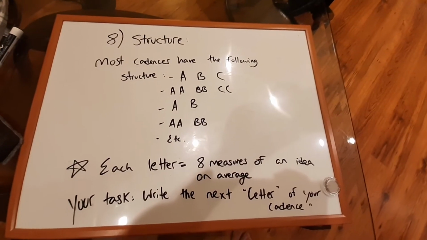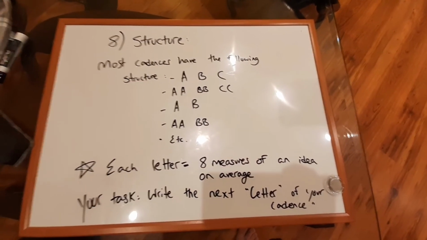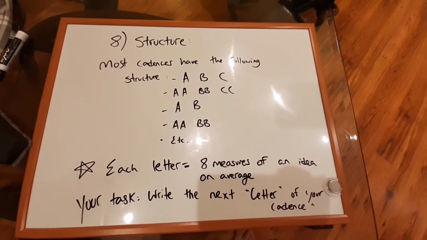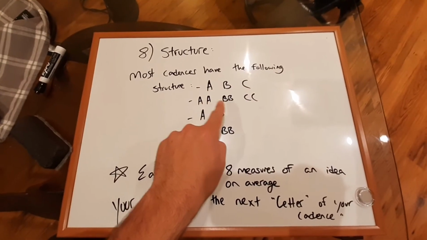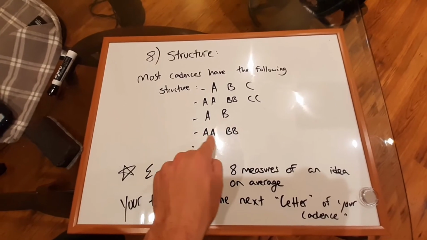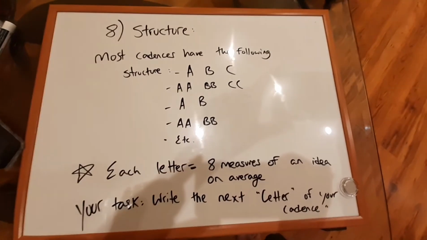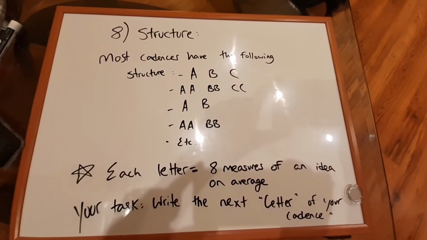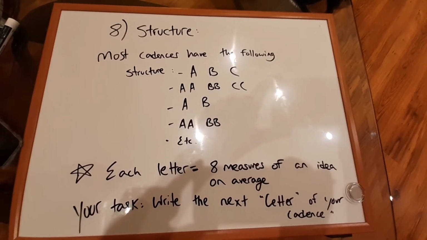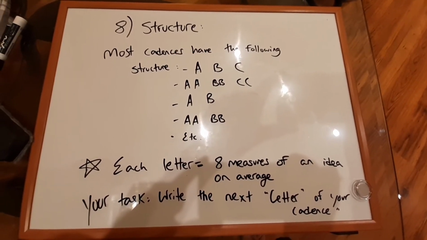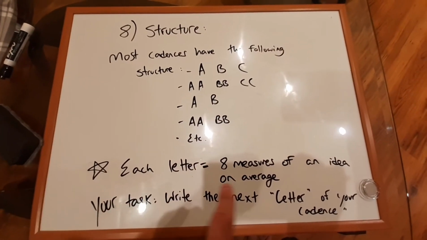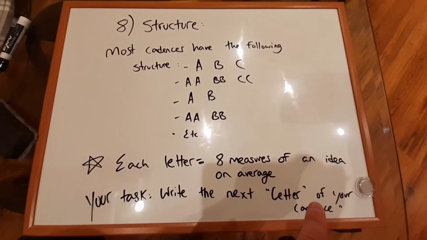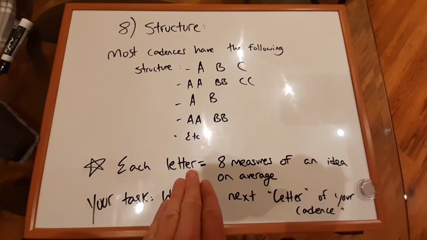Okay, so number 8, I want to talk to you about structure. Most cadences have the following structure: A, B, C, A, A, B, B, C, C, A, B, A, A, B, B. You're probably wondering, what do all these letters mean? The letters just represent a way of breaking down the music into its component parts. Usually, and I have written down here, 8 measures of an idea, 8 measures of music equals a letter.